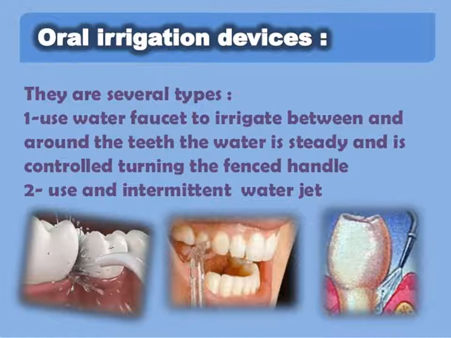Oral irrigation devices are also used for mechanical plaque control. There are several types. Number 1. Use water faucet to irrigate between and around the teeth. The water is steady and is controlled by turning the fenced handle. 2. Use an intermittent water jet.